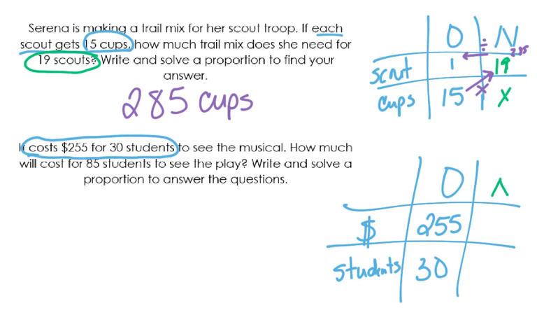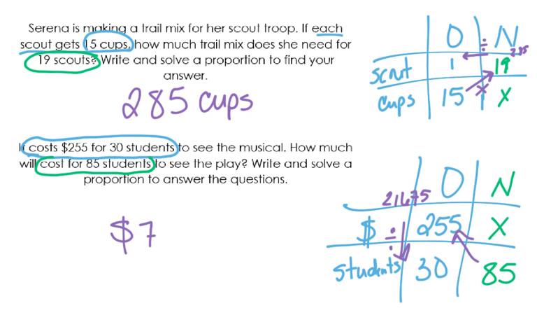My new would be what I'm looking for. I want to know what the cost will be for 85 students. I don't know the cost, but I know that I have 85 students. So again, you cross multiply. 85 times 255 gives you a big number, 21,675. Then you would divide by what's left, so by the 30, and you would get $722.50. And that's it for this video.